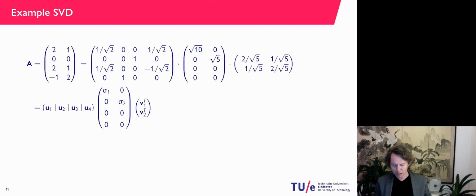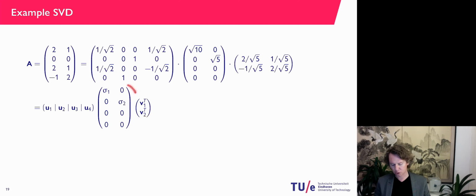Now I'm going to write it a little bit differently as a kind of transition to what I want to show next. I'm going to write this U matrix here in terms of its columns. So it has 4 columns, U1, U2, U3, and U4. This thing I'm going to write in terms of its rows. So here we have first row and second row.